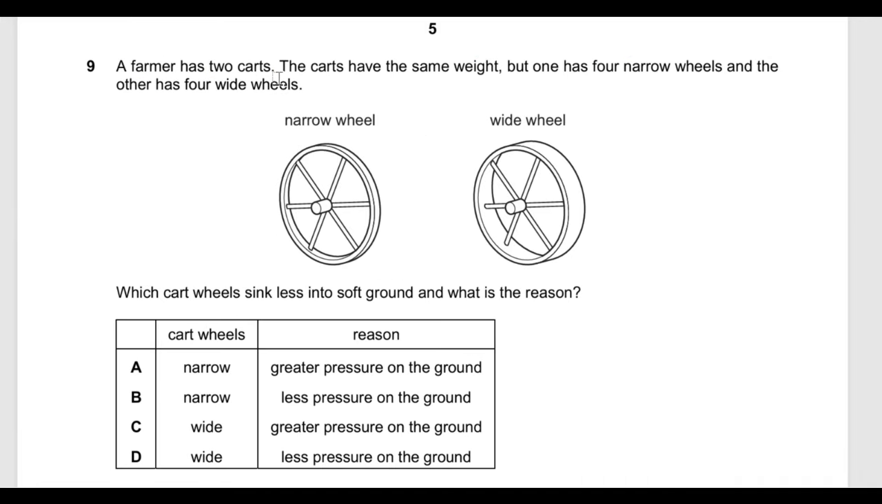Question 9 says a farmer has two carts. The carts have the same weight, but one has 4 narrow wheels and the other has 4 wide wheels. Which cart wheels sink less into soft ground and what is the reason? Both carts have the same weight, that means they will exert equal force in the downward direction and produce pressure. Pressure is defined as force per unit area. Now if the force for both of the carts is the same, I can remove this force with the proportionality sign. So pressure would be inversely proportional to area.